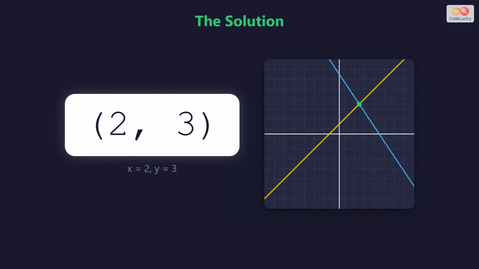So our solution is the coordinate pair 2, 3. If we graph these two lines, we can see they intersect exactly at that point. X is 2 and y is 3.